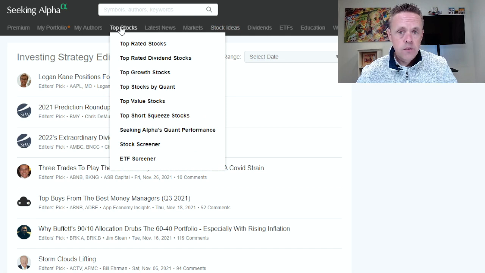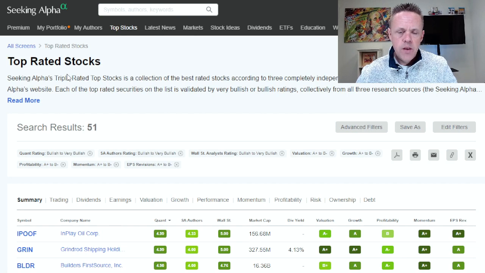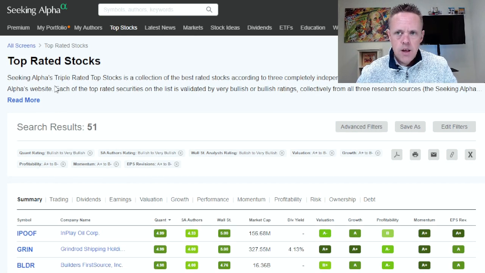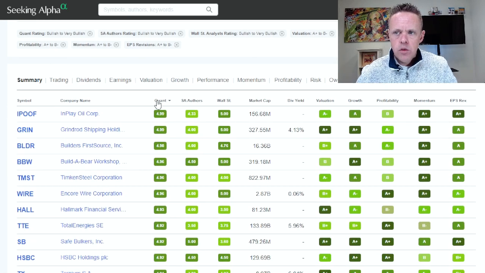And there's a handful of different ways to sort this. But if you just go to the main screen, they've kind of combined a lot of features here. It's basically a way for you to sort the highest bullishness, if you will, based on three factors. The first one here is the Seeking Alpha quant formula. Everything on these three columns is rated 1 through 5.